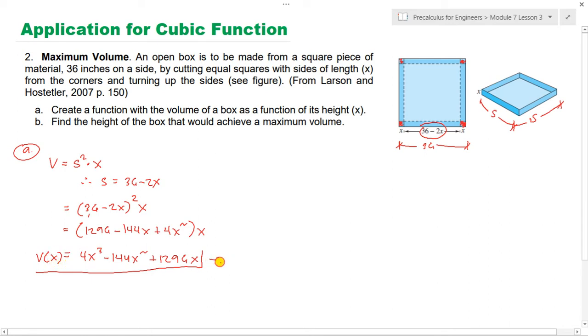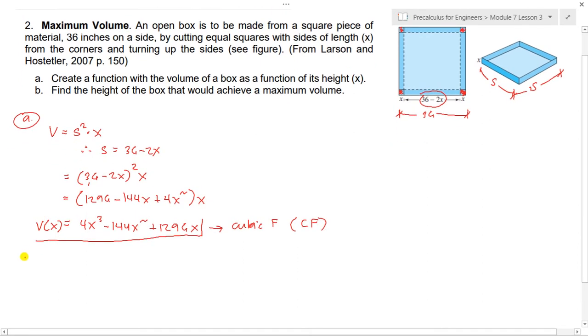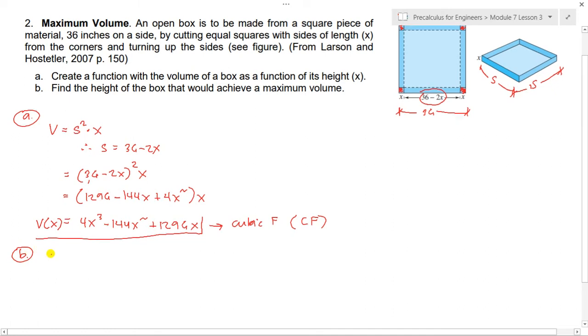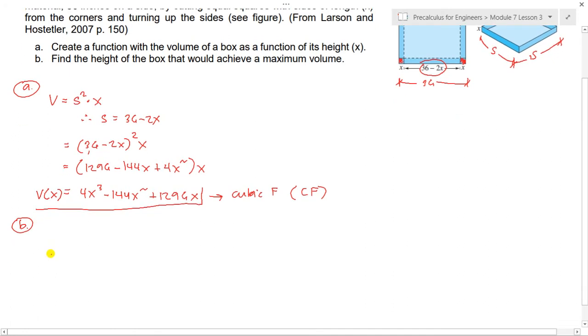So this function is a cubic function. Why? Because the degree is 3, so CF, abbreviated as CF. And the next requirement is we're going to find the height of the box that would achieve a maximum volume. So solve for H at V max.